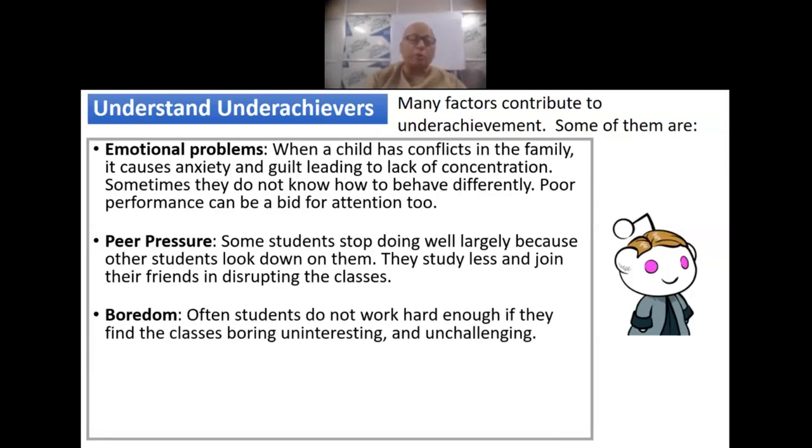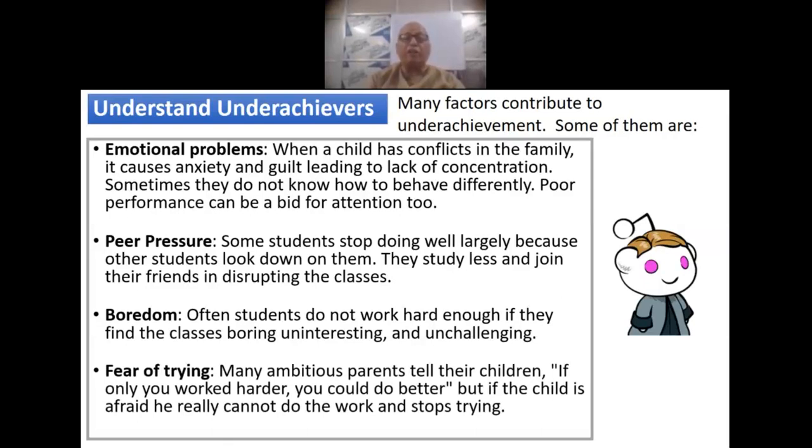The third reason why students perform poorly is boredom. Many classroom teachers use pure lecture methods. There's hardly any relation to life, application to life, relevance to life. There are hardly any projects, hardly any group work, hardly any library consultation, and so it becomes uninteresting and unchallenging. And the other reason is fear of trying. Many underachievers, though parents tell them you must work harder, do not want to work hard because they are afraid that they will fail. There could be many other reasons, but these are some important reasons why we have underachievers.